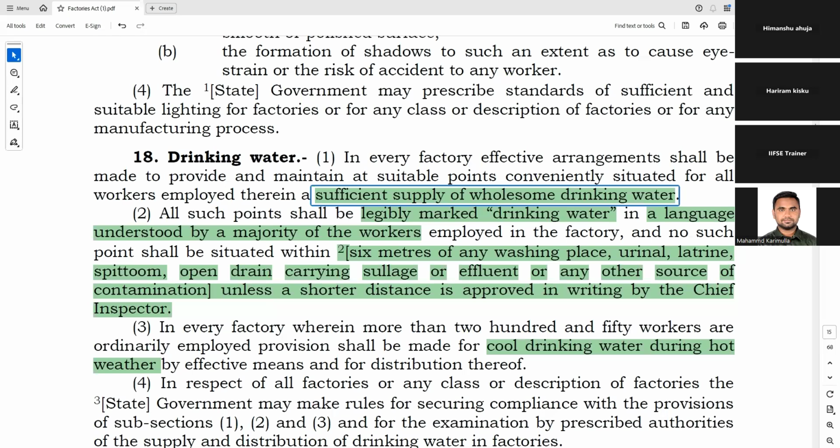I'm not able to find this in the AP Factories Rules. I will try to find it in the break time and show you the exact numbers. I will also give a correlation: what drinking water is in the Factories Act, and what exactly drinking water is in the AP Factories Rules, so that you people will have better clarity.